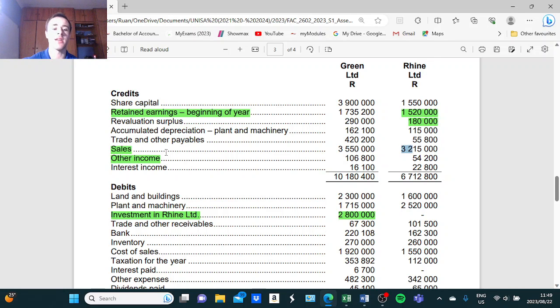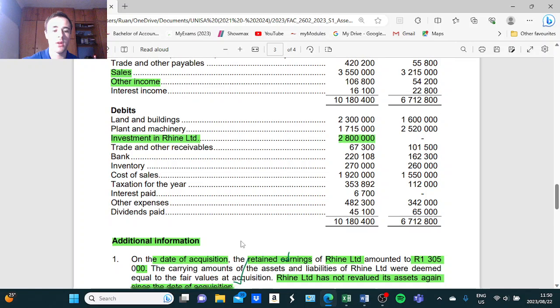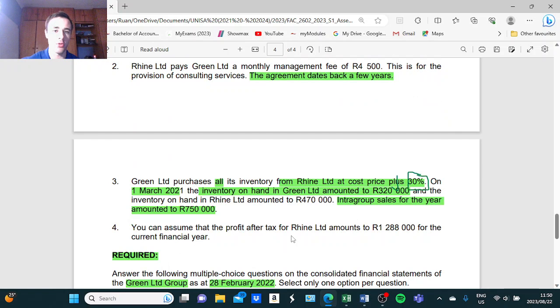Rhine Limited, so sales, other income, and interest income, and then you will subtract the expense items for Rhine Limited. So that will be cost of sales, income tax expense or taxation for the year. Okay, there has not been any interest paid, as well as other expenses. Alright, dividends paid is not an expense item because it does not meet the definition of an expense as set out in the conceptual framework for financial reporting. Okay, because dividends paid represents a distribution to shareholders or equity holders.